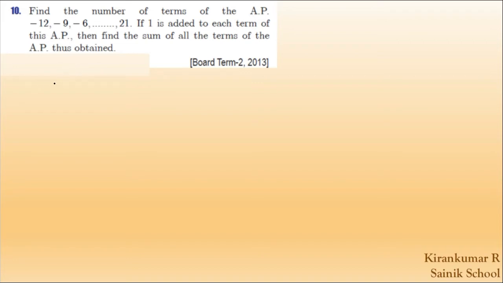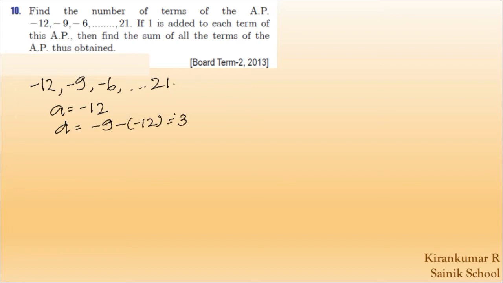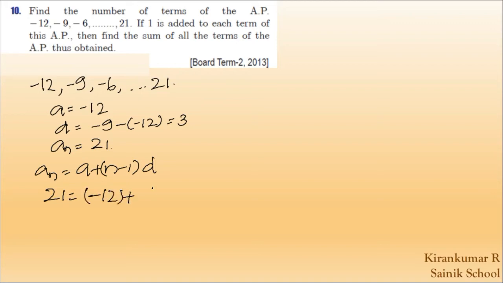Here the given arithmetic progression is -12, -9, -6, and so on till 21. So the first term here is -12. The common difference will be -9 minus (-12), which becomes positive 3. The nth term is 21. So let us use an = a + (n - 1)d. On doing that, we can find the value of n. An is 21, which is equal to -12 plus (n - 1) into positive 3.